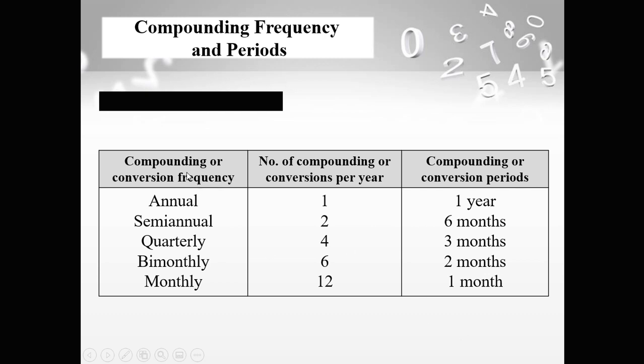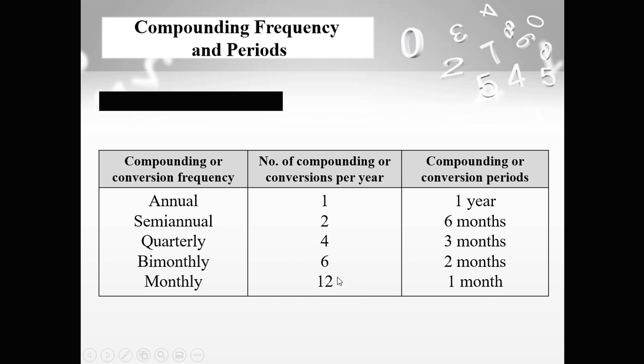So, given the compounding or conversion frequency, we have annual, semi-annual, quarterly, bi-monthly, and monthly. If it is annual, in 1 year, you pay 1 time. Next, semi-annual, you pay every 6 months, so in 1 year, 2 times. Next, quarterly, every 3 months, so you pay 4 times. Bi-monthly, every 2 months, you pay 6 times a year. And of course, monthly, every month, so in a year, we have 12 times.